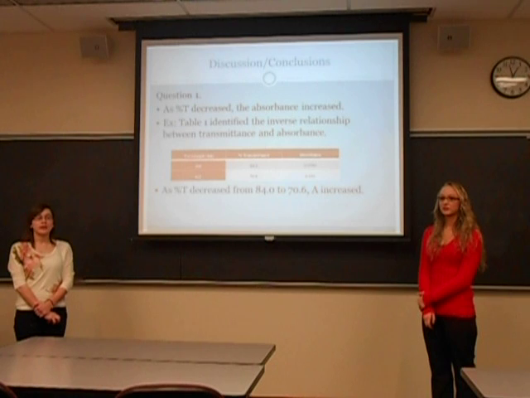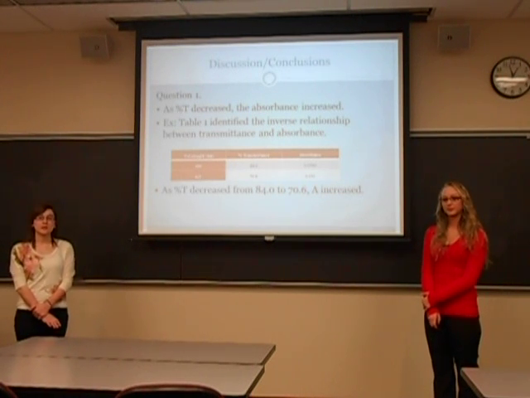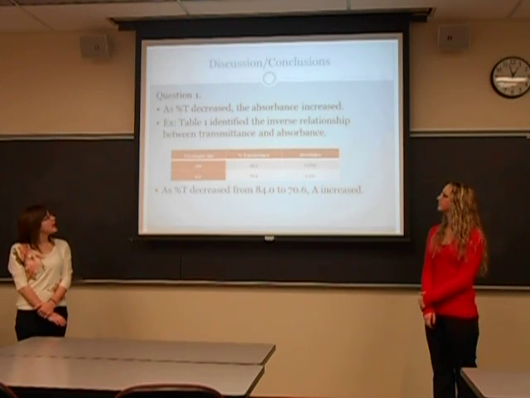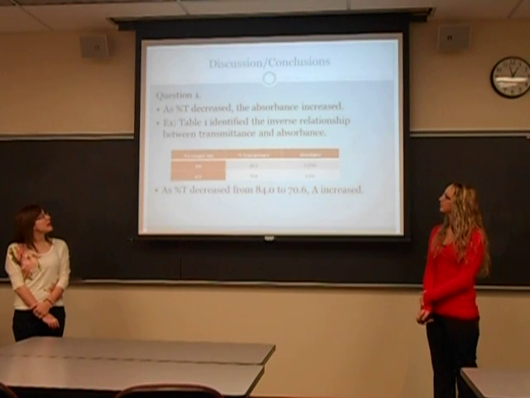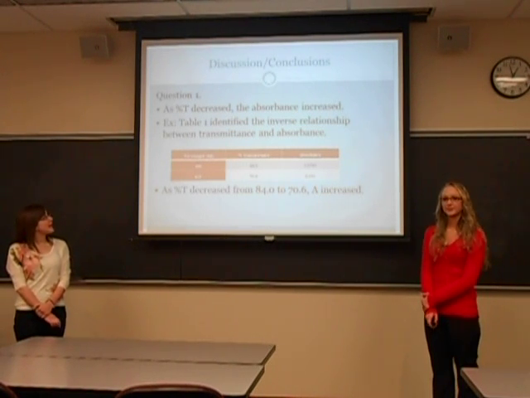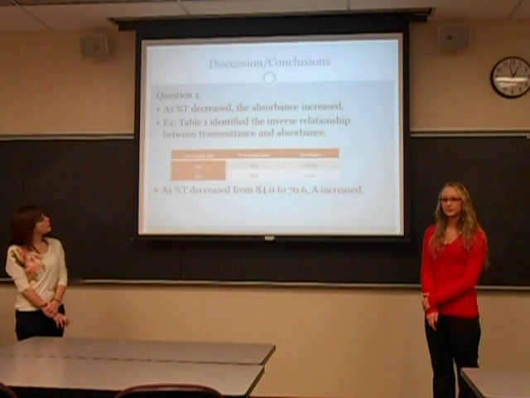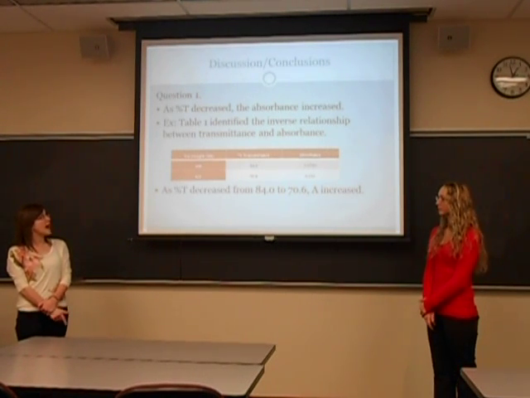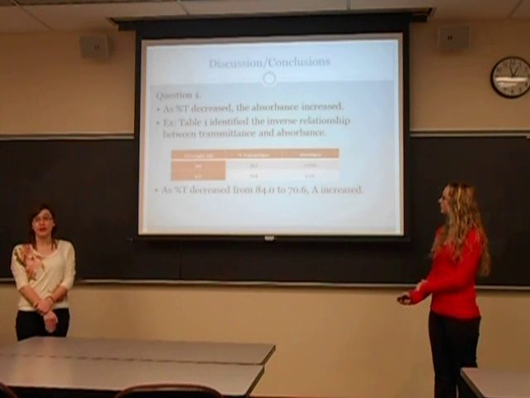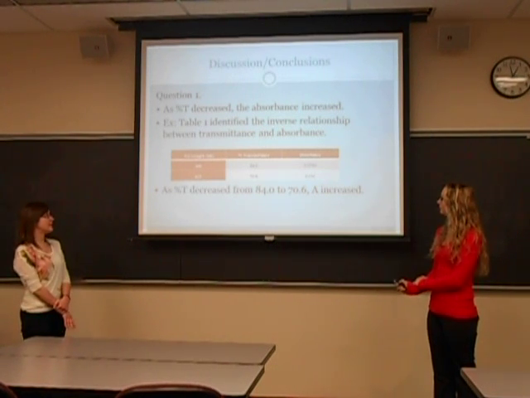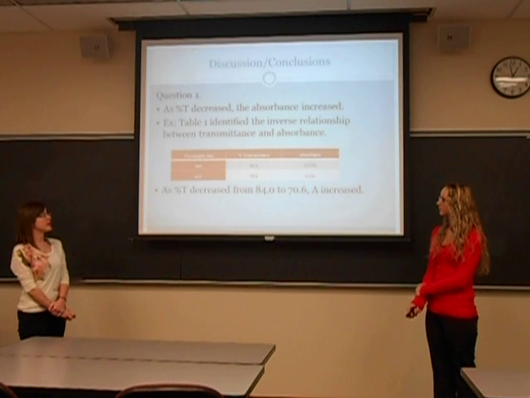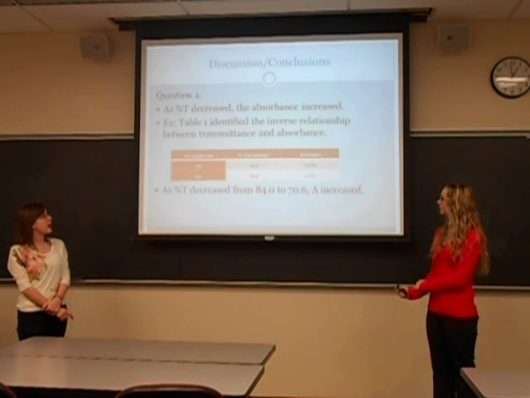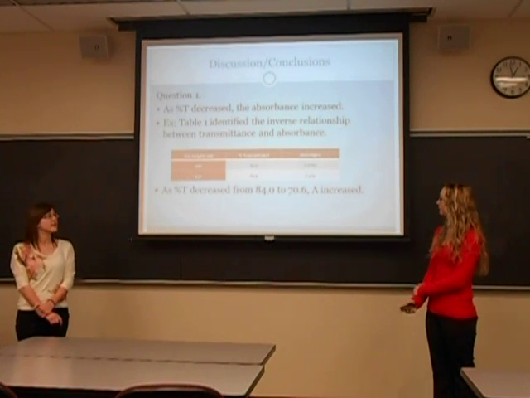For question 1, it was what is the relationship between percent transmittance and absorbance? We found that there is an inverse relationship between them, and using table 1, you can see that at 400 nanometers, the transmittance was a little bit higher and the absorbance was very low at 0.0780. And then at 425 nanometers, the percent transmittance was 70.6, and the absorbance was a lot higher at 0.151.